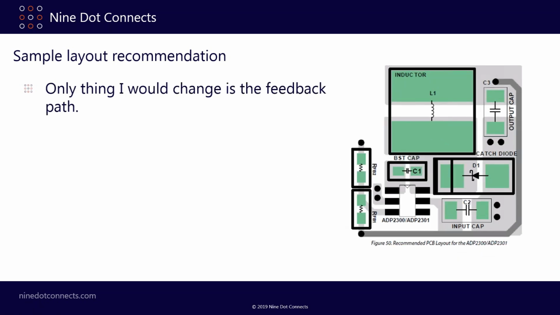The only thing I would change is the feedback path. Notice what they have over here on the right is the feedback path is going all the way around this circuit over here. When in fact, what I would recommend is running it right off of here. There's not going to be a significant amount of voltage drop between this point here and this point over here to change your output voltage. So I would have run it over here, swapped your resistors, and had a very short feedback path.